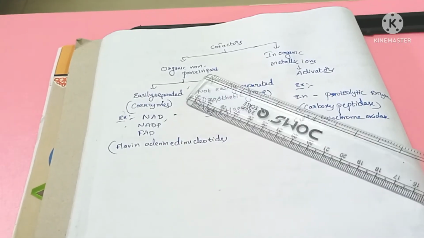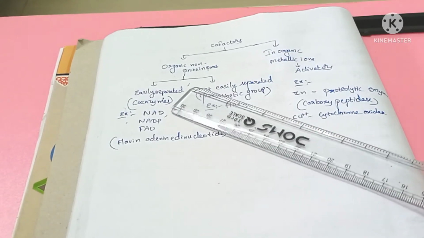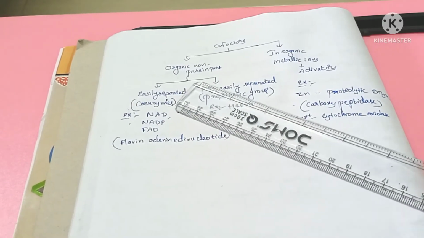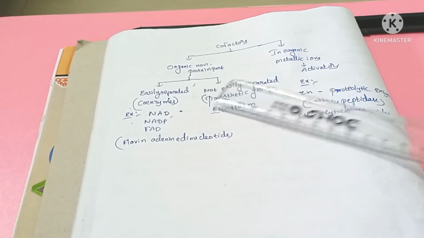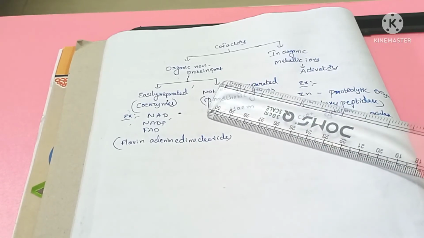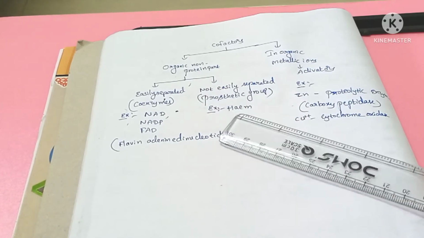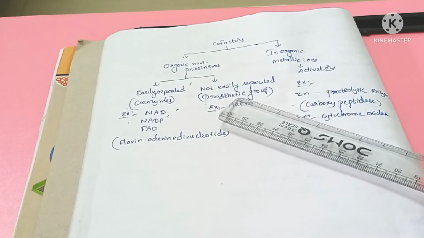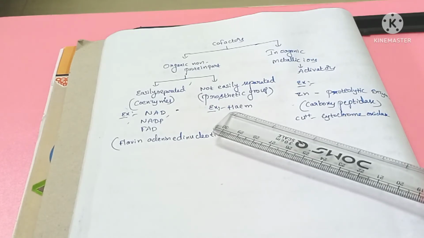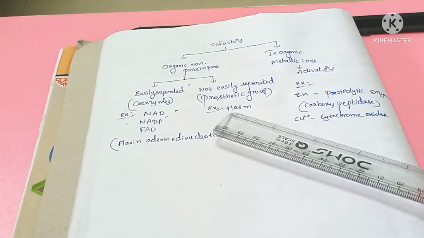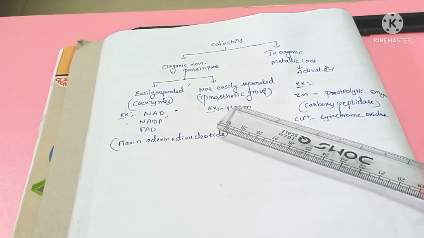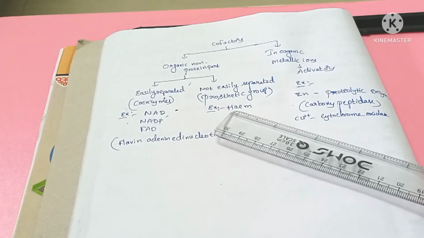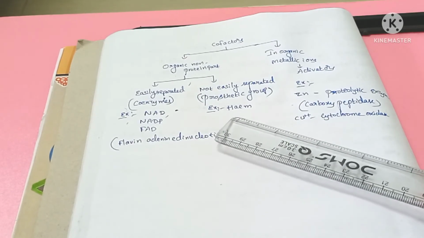Those are called coenzymes. They can be easily separated, and for their action, vitamins are necessary. Examples are NAD, NADP and FAD. FAD means flavin adenine dinucleotide. Some non-protein parts cannot be easily separated, that means they are permanently attached to the apoenzyme, forming a covalent bond with it. They are called the prosthetic group. An example of a prosthetic group is heme.